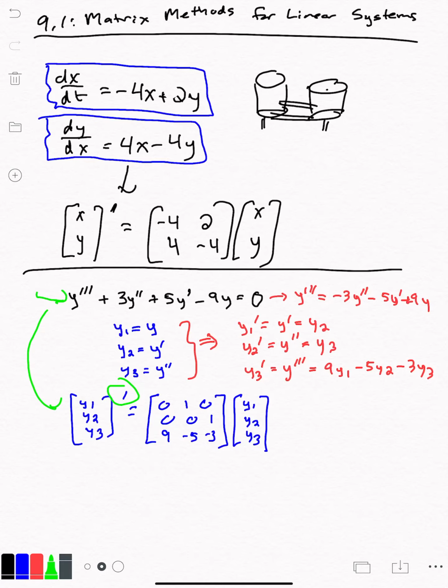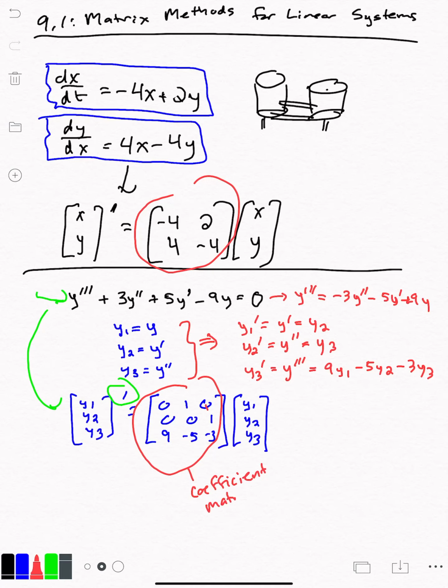Now, when I'm dealing with this here, we're going to have a little bit of terminology. This part right here that's going in front of the right-hand side variable part, we're going to call the coefficient matrix. And it is entirely possible that those coefficients involve your x or your t or something like that. It's entirely possible that those were going to involve your variable.